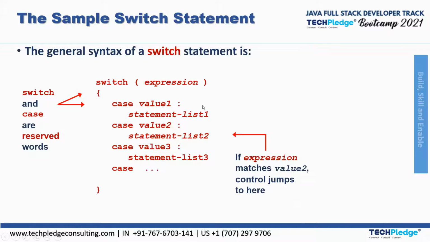Okay, so this is like value one. This is the statement. If this case matches, then fine, this value is printed out. If it does not, then we go to the next one. Similarly, it goes on. You can have multiple switch cases.